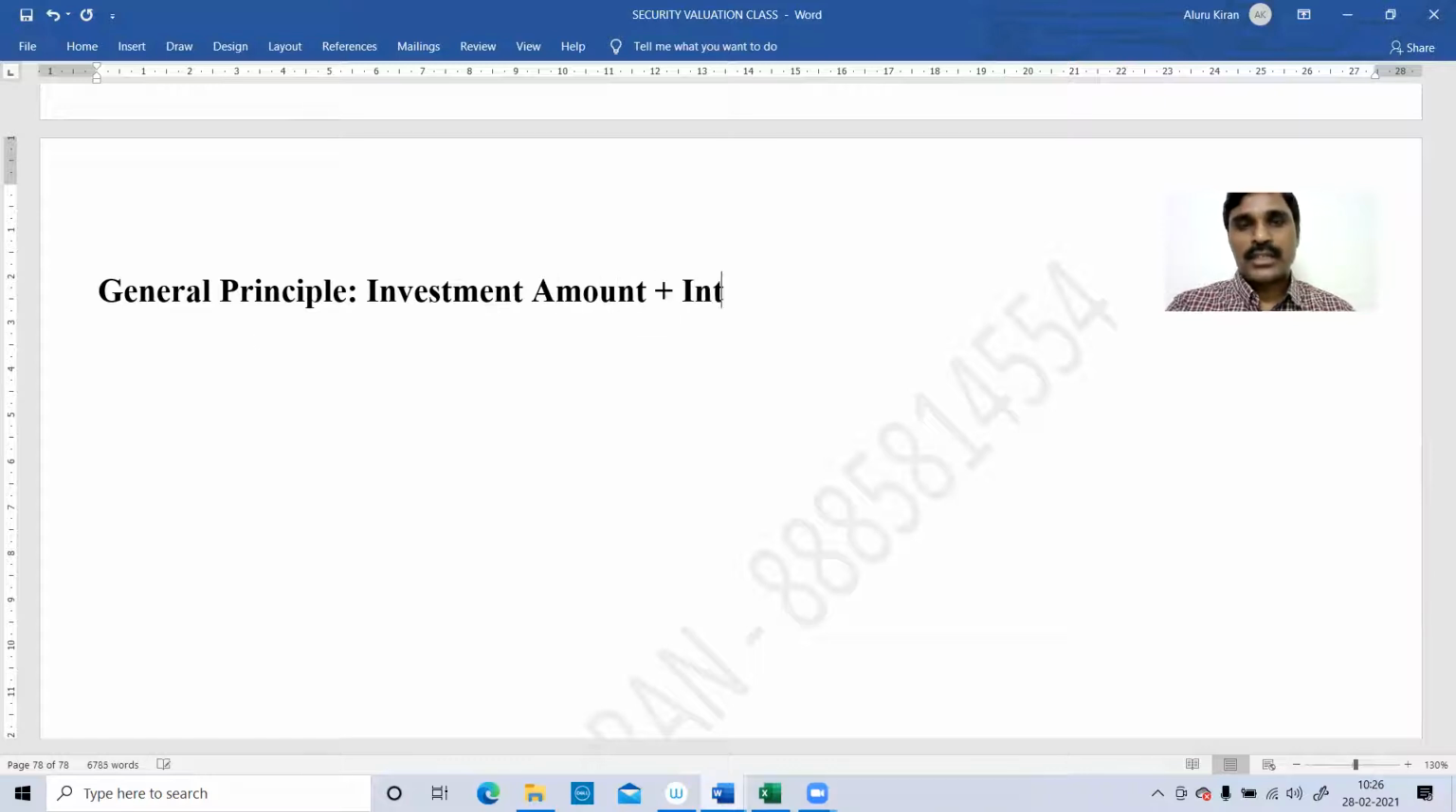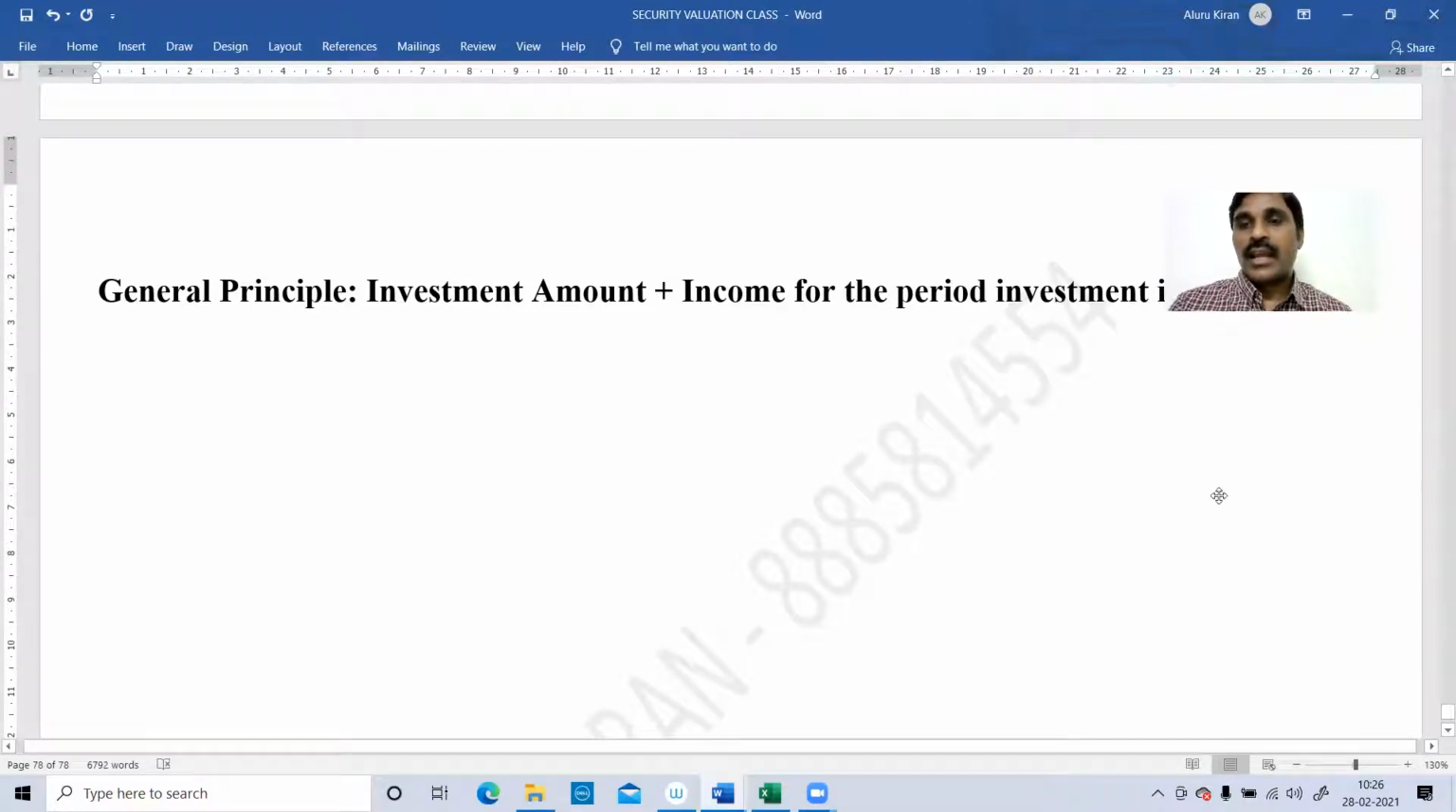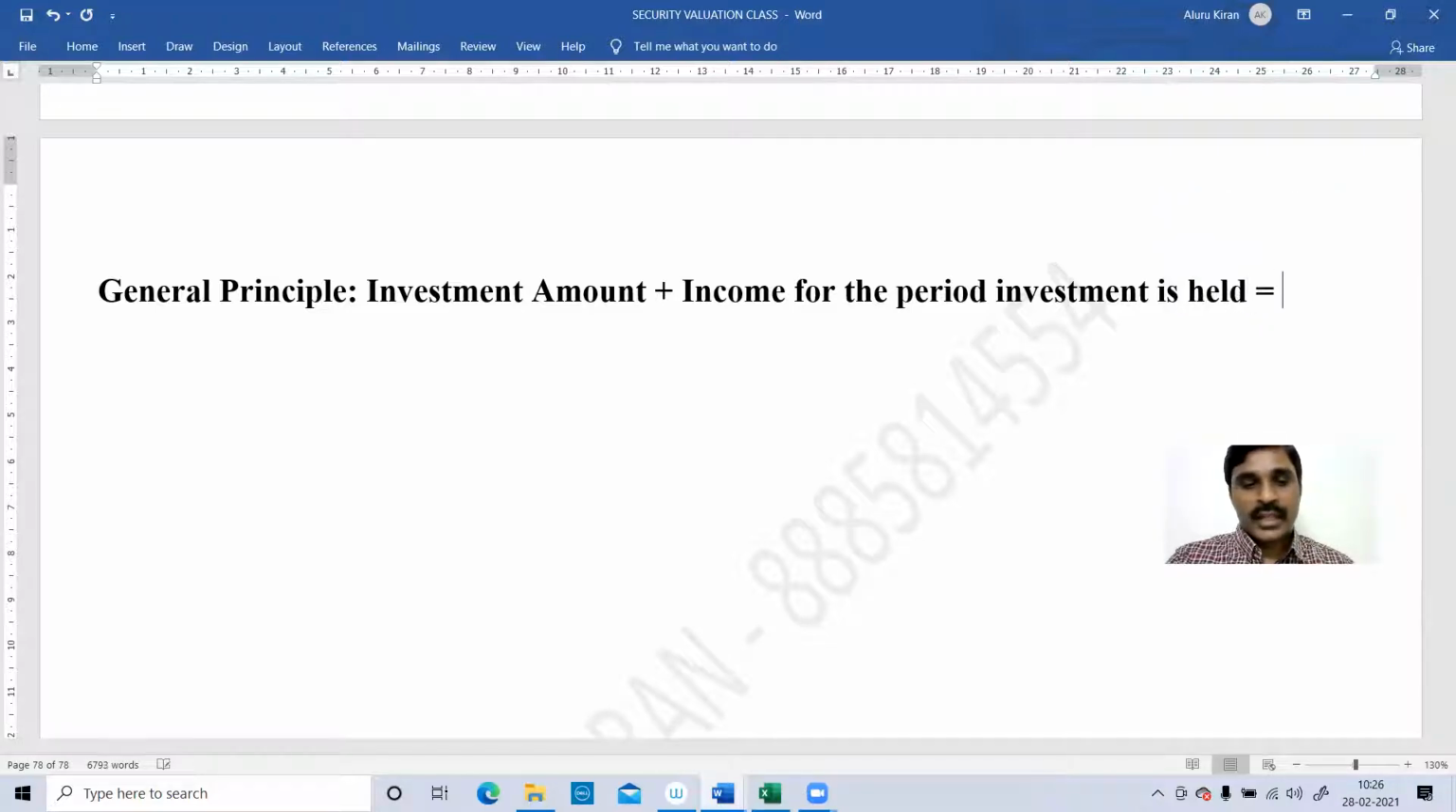investment amount plus income for the period the investment is held is equal to redemption proceeds. This is the general principle, my concept.